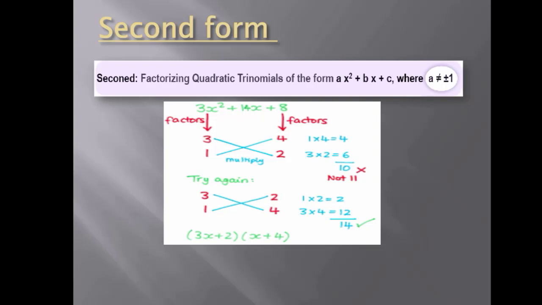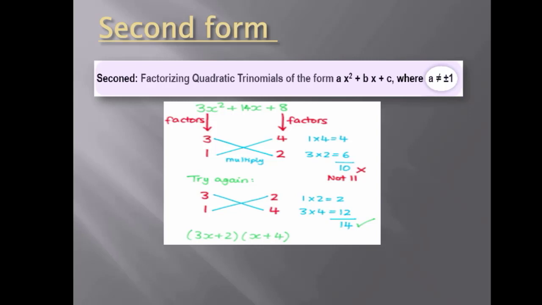2 times 1 equals 2, and 4 times 3 equals 12. By adding 2 and 12 equals 14. 14 like the middle term, 14x. So this is true. And the sign of the two numbers is like the first form. If the last term is positive, the two numbers will take the sign of the middle term. So 2 will be positive and 4 also will be positive. So the factorization will be 3x plus 2 and x plus 4.